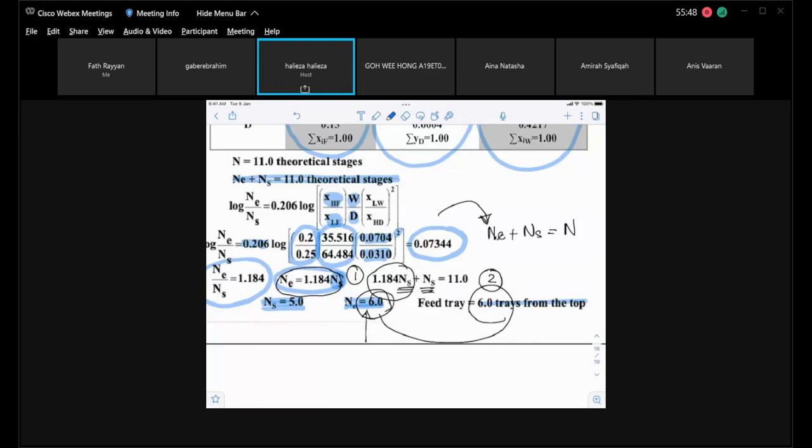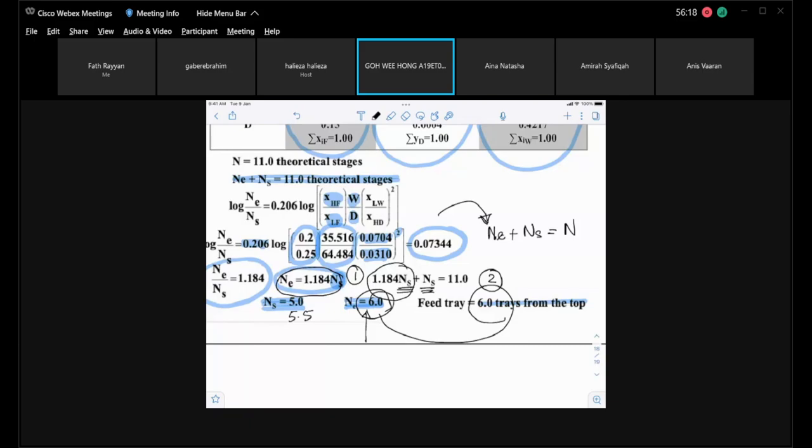Any questions? Doctor, I have a question. Yes, please. For the stripping part, if you do the equation, if it is 5.032 something, but doctor, let's say if my NS is 5.5, do we need to round off and get 6, or we just take 5?